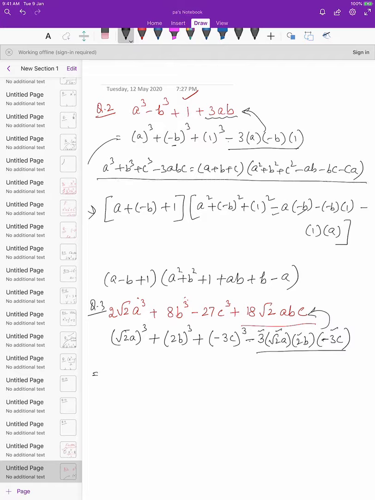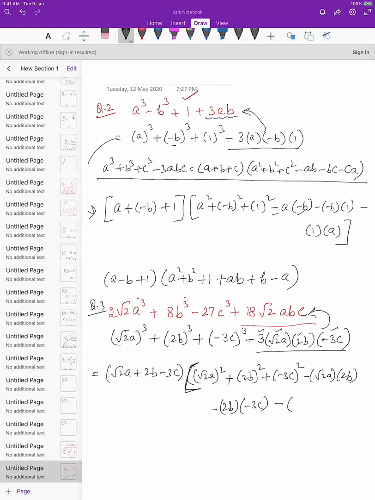So that is equal to a plus b plus c. That will give me this as a first bracket. Second bracket is a square. So that means root 2a whole square. Let me put a big square bracket here. Plus b whole square plus c whole square minus a into b minus b into c minus c into a.